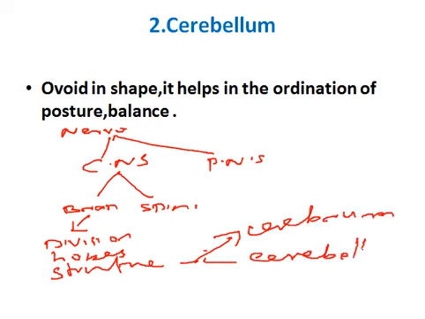So here we will see the cerebellum. Just check, the cerebellum is situated behind the pons. If you see behind pons and medulla oblongata, you can see cerebellum, and cerebellum is ovoid in shape, and it helps in the coordination of posture and balance. So just see where the cerebellum is situated, and the other structures near to cerebellum.